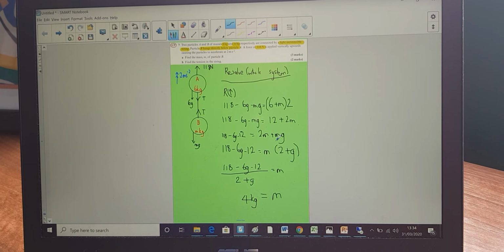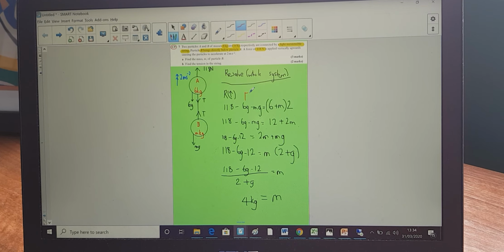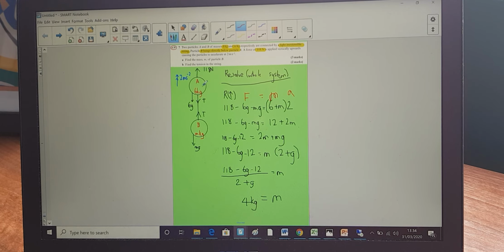Have a think about that. The thing that's going to be confusing is that for part B, which I'll do in a moment, I'm not going to look at the whole system, because I want to work out what the tension is. So just to recap what I've done: I've looked at the forces acting on the whole system, taking up as positive. The resultant force is equal to the total mass times the acceleration. Then I've singled out m and worked out what it is. Have a look through that, and then I'll do part B in a moment.